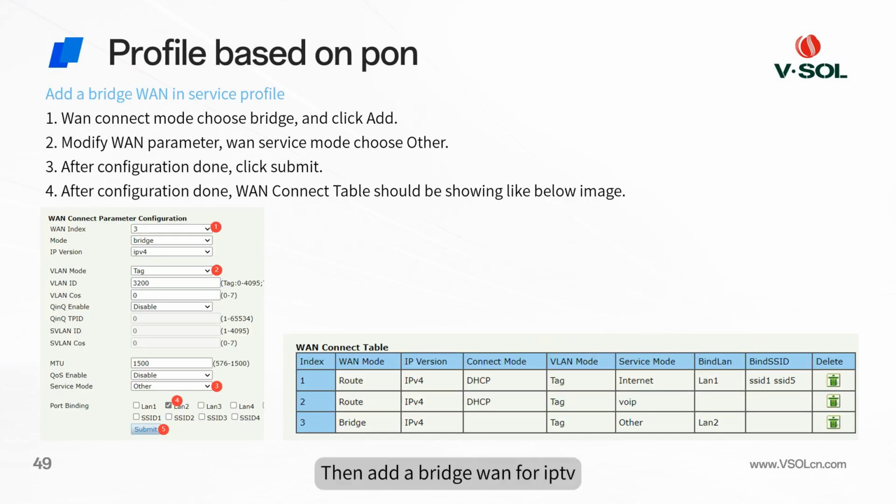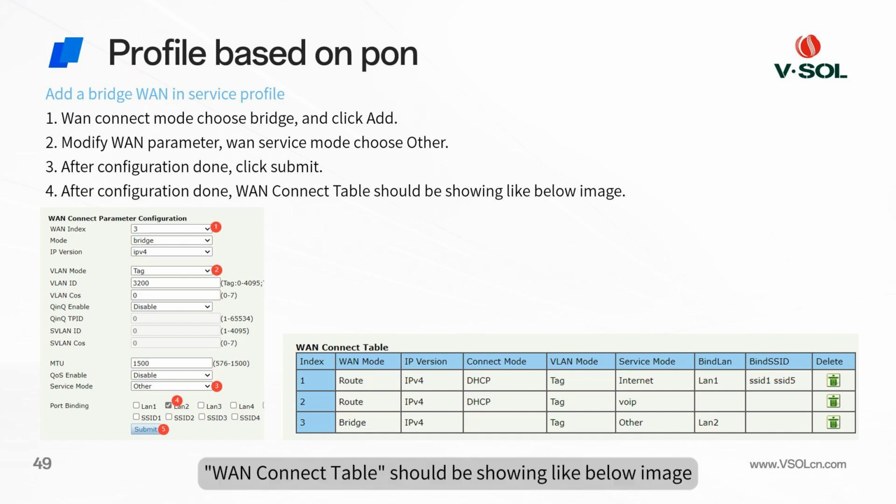Then add a bridge WAN for IPTV. WAN Connect mode, choose Bridge and click Add. Modify the WAN parameters. Enable VLAN and input the VLAN ID. For WAN service mode, choose Other, and select the port binding. After configuration is done, click Submit. After that, the WAN Connect table should look like the image below.